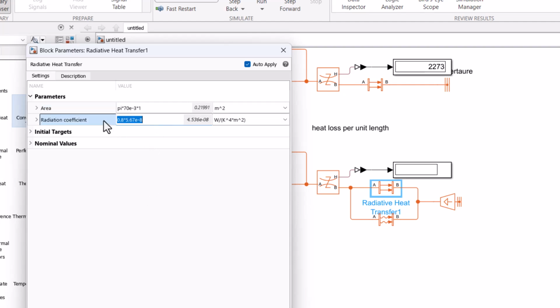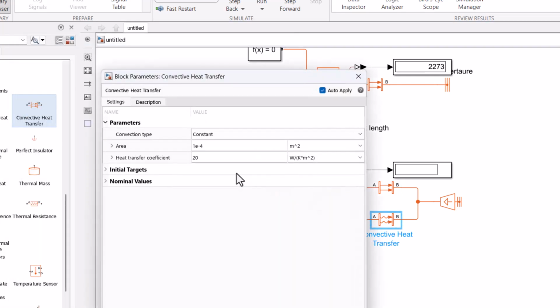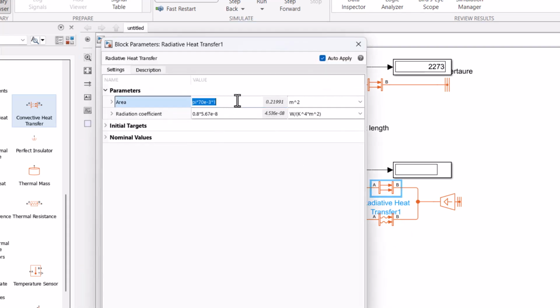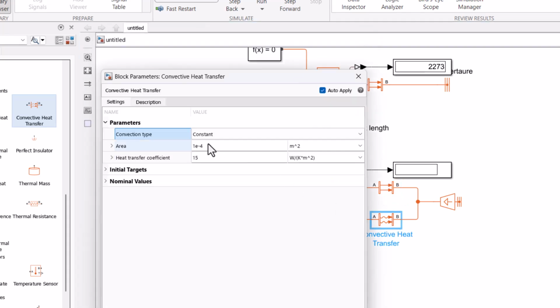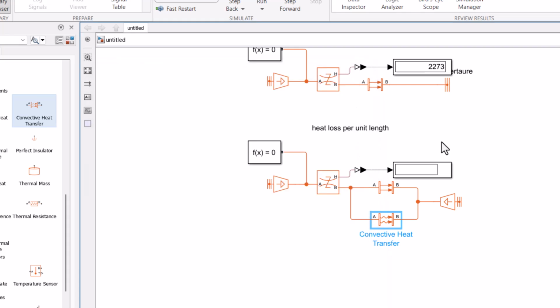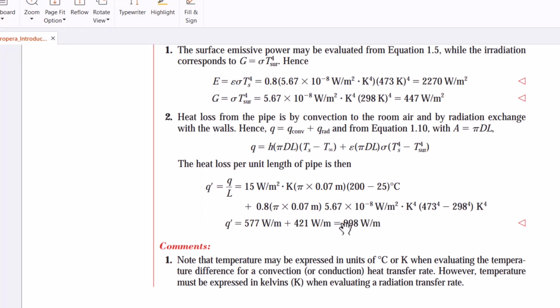And I do not have to change the radiation coefficient. It is still epsilon times sigma. And for convective heat transfer, the coefficient is given as 15 and the area is the same as this one, pi times d times L, and L is set equal to 1. So I run and it is 998.4. And if you take a look at the result from the book, you can see it came up with the same answer.